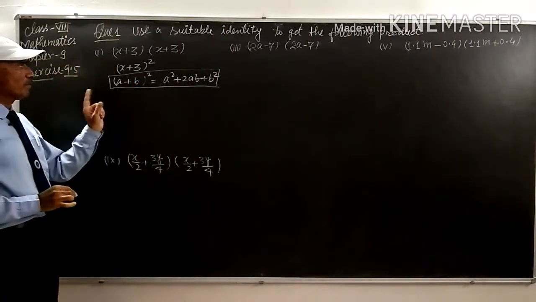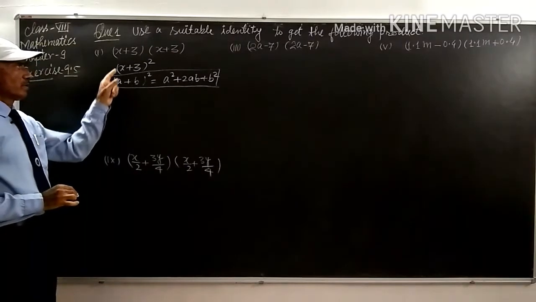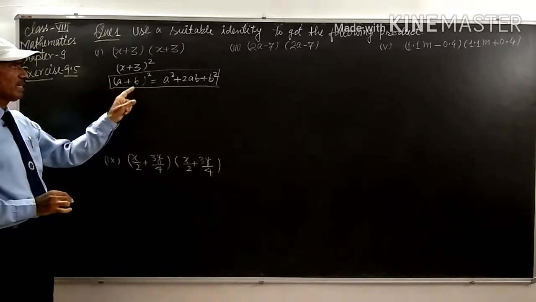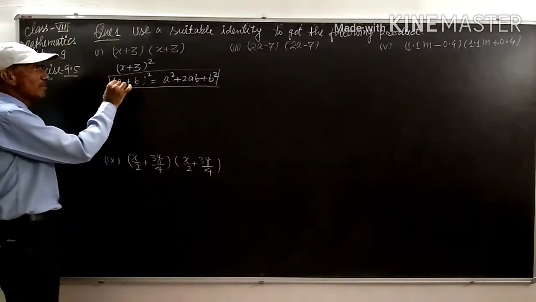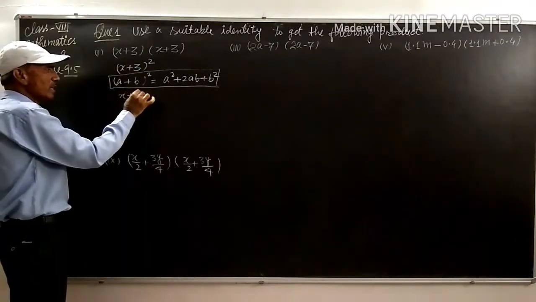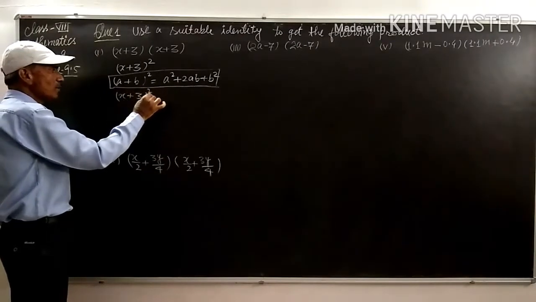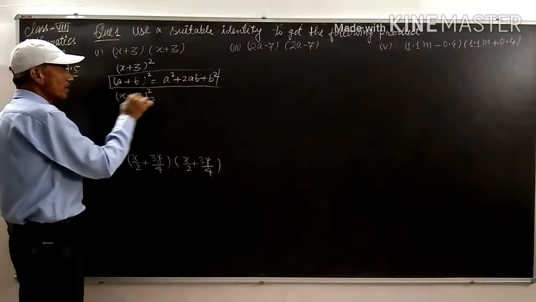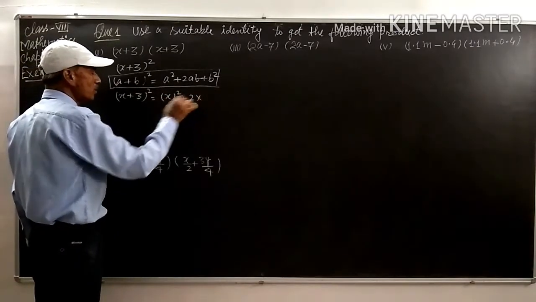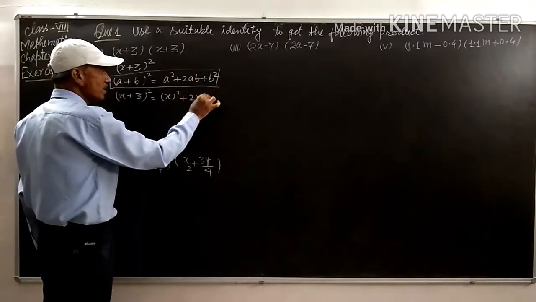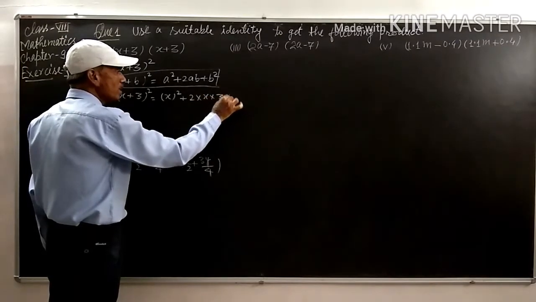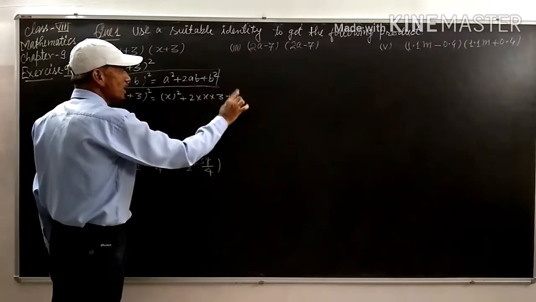First of all you have to compare this expression, (x plus 3) whole square, with the identity (a plus b) whole square. In place of a there is x and in place of b there is 3. So, (x plus 3) whole square is equal to x square plus 2 into a, that is x, into b, that is 3, plus b square. B square means 3 square.